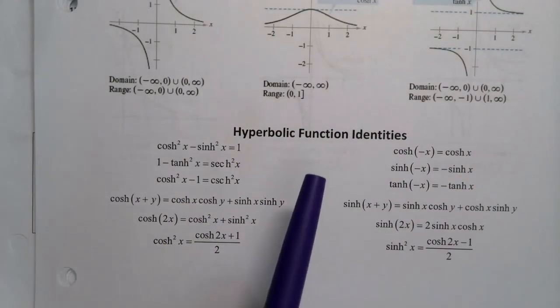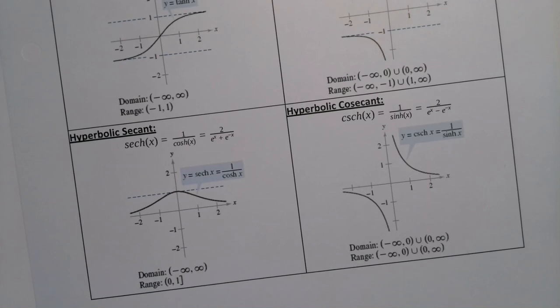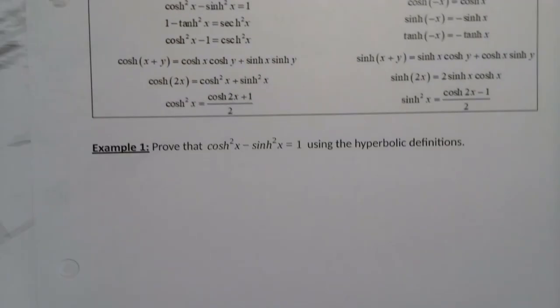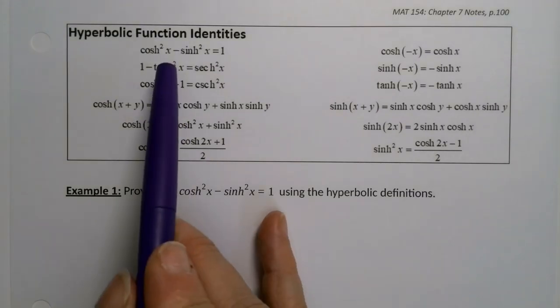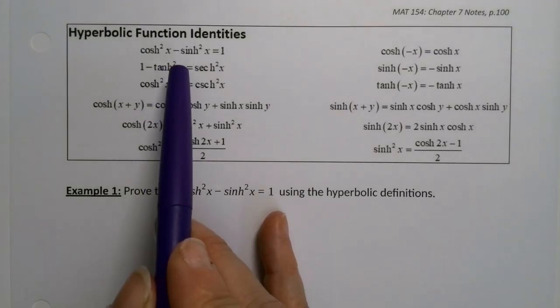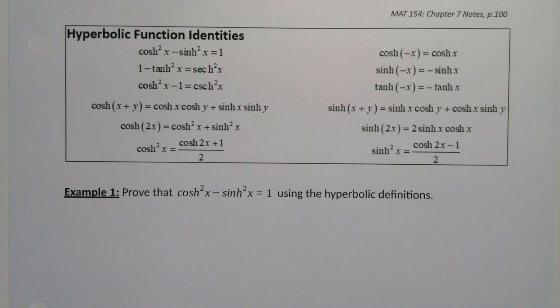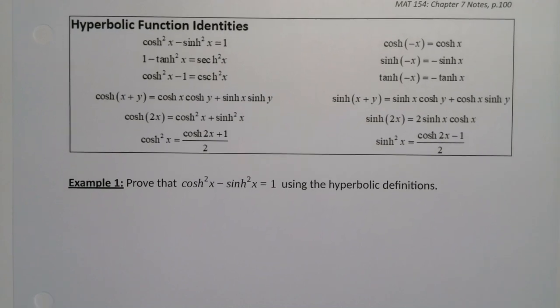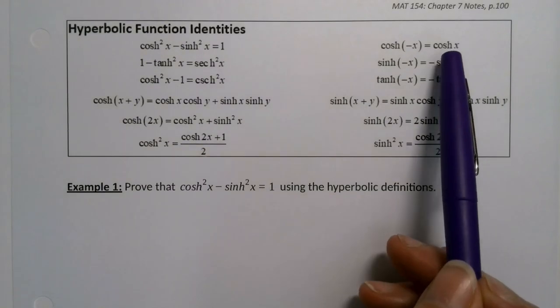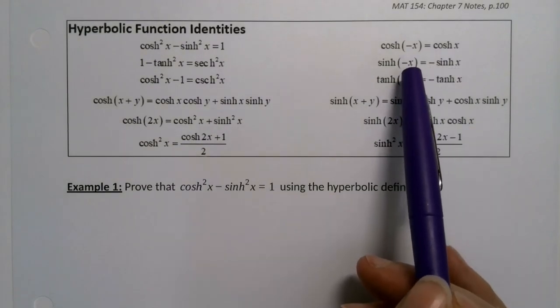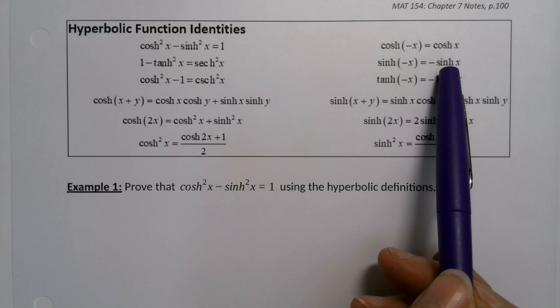All right, so then, we'll talk about that right in the next page. That's where they are. Okay, so let's look at some of these identities. It's not quite the Pythagorean identity. It's similar. It's cosh squared minus sinh squared is equal to 1, amazingly enough. Cosh of negative x is equal to cosh of x, which by the way means cosh is even. Sinh of negative x equals negative sinh of x, and tanh of negative x equals negative tanh of x.